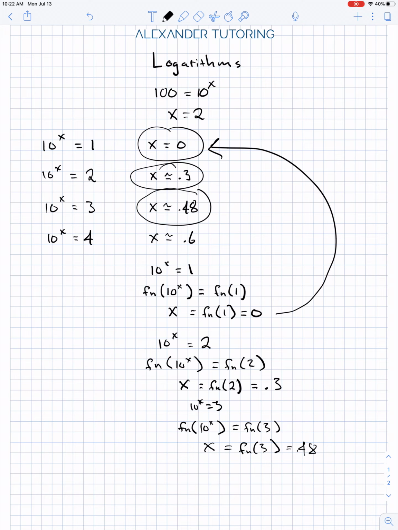And just skipping ahead to the last one, we know that when a 4 goes in, a 0.6 comes out. What are these? These are points on a graph.